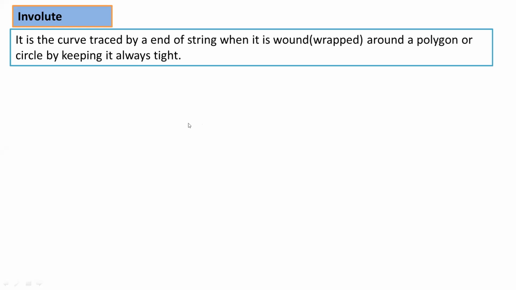The second engineering curve is the involute curve. So what is the meaning of involute? It is the curve traced by the end of a string when it is wound or wrapped around a polygon or circle by keeping it always tight. Okay, so let us see how the involute is drawn.